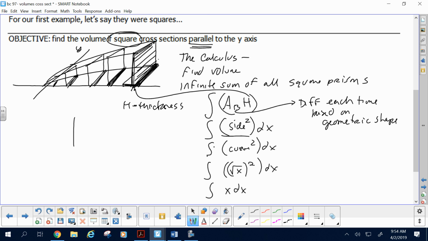From where to where? 0 to 4. Surely then the antiderivative is a half x squared from 0 to 4. That's a half of 4 squared minus 0. And so the area, or the volume of that is 8. 8 cubic meters. Okay? So far so good?